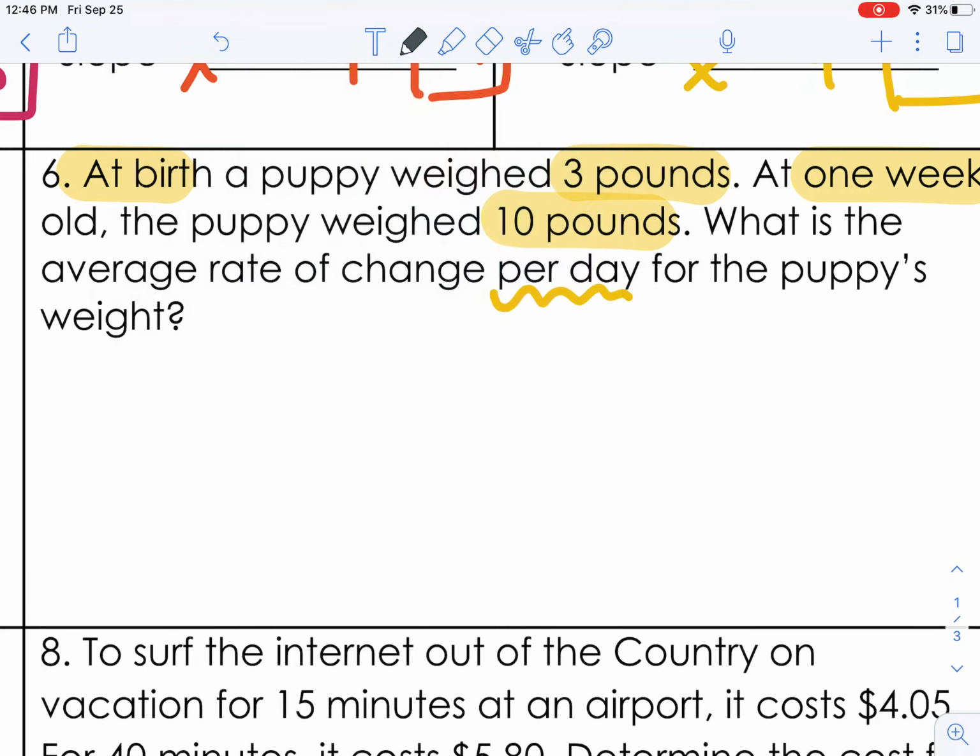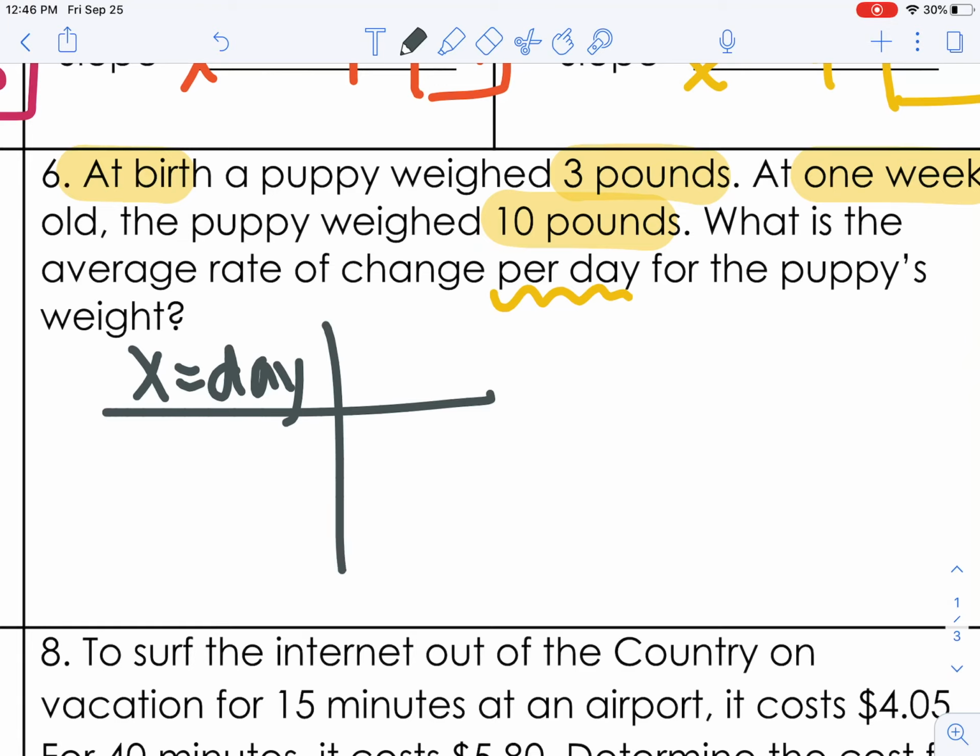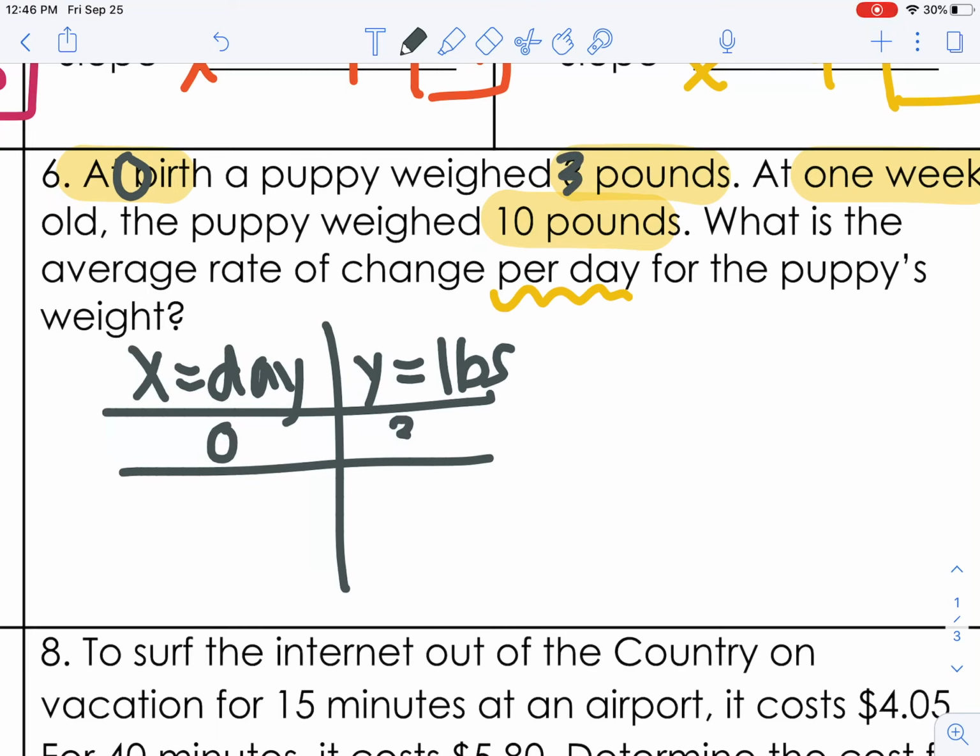All right, so in our table, we are going to let our x's be this time, which is days, and our y's are going to be pounds. At birth, that means the puppy is 0 days old. 0 days old, 3 pounds. 1 week, I don't want 1 week, we want days here. So 1 week is equivalent to 7 days. So at 7 days, the puppy is 10 pounds.